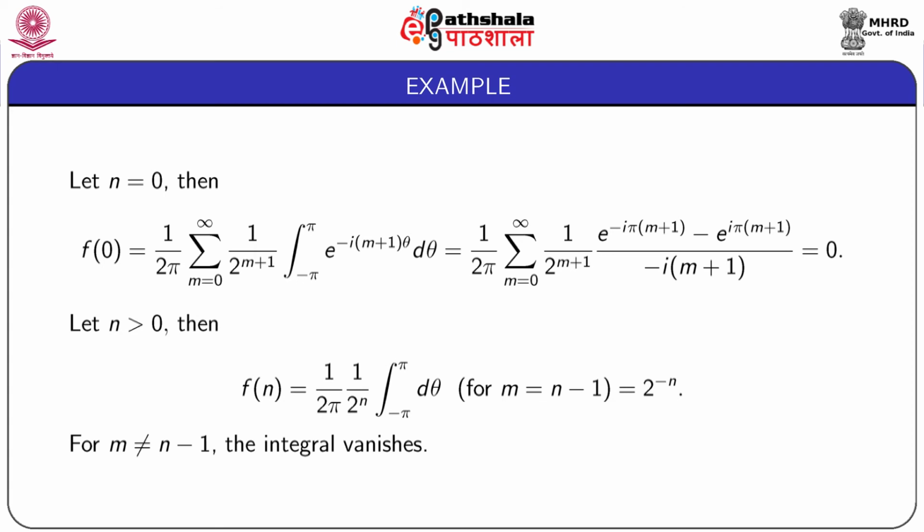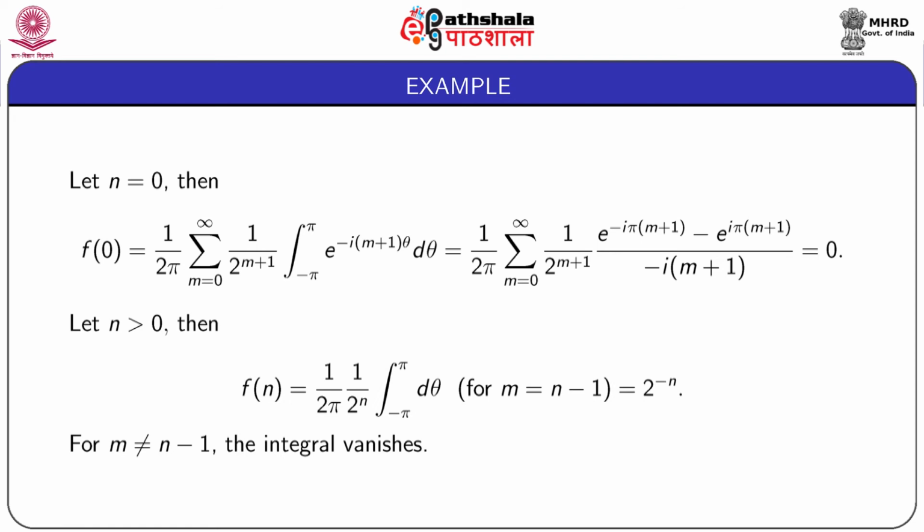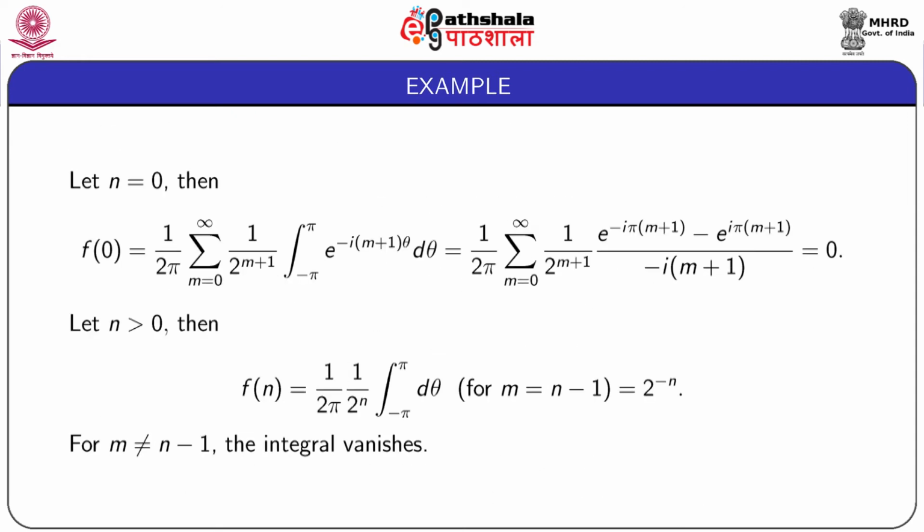Now let n equal to 0. So, from equation 3 we find f0 equal to 1 by 2 pi summation m equal to 0 to infinity 1 by 2 to the power m plus 1 integral from minus pi to plus pi of e to the power minus i (m plus 1) theta d theta. This we have obtained from here by using equation 3, and this integral can be evaluated and ultimately we get f0 equal to 0.